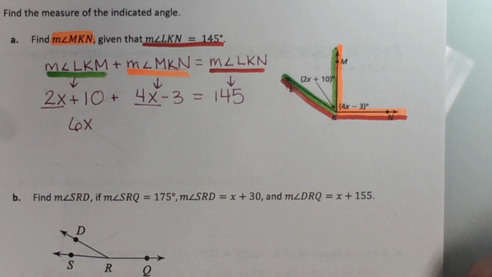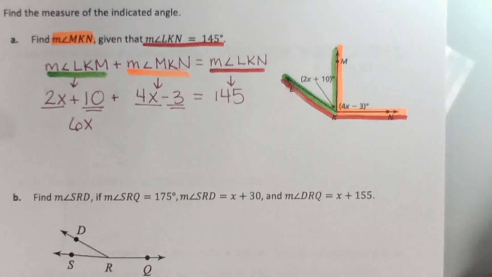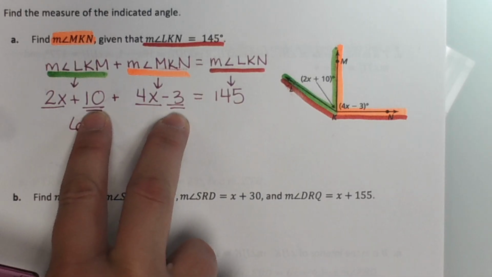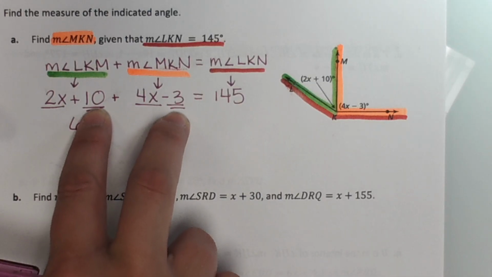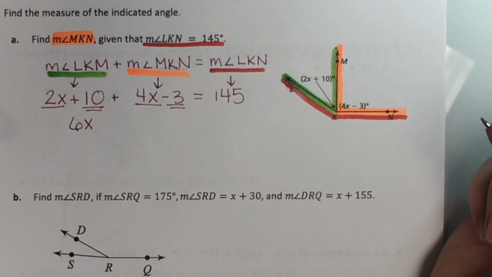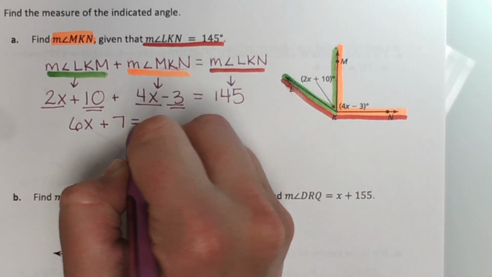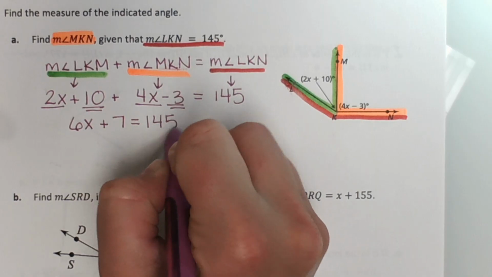I do the same thing with my regular numbers. These ones are on the same side. If they're on the same side, I do exactly what they say, and they say to take 10 and minus 3 from it. 10 minus 3 is positive 7, equal to 145.